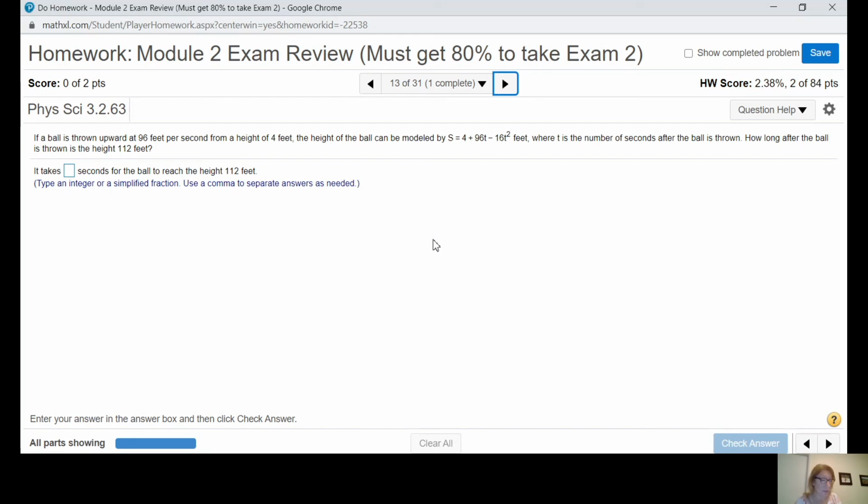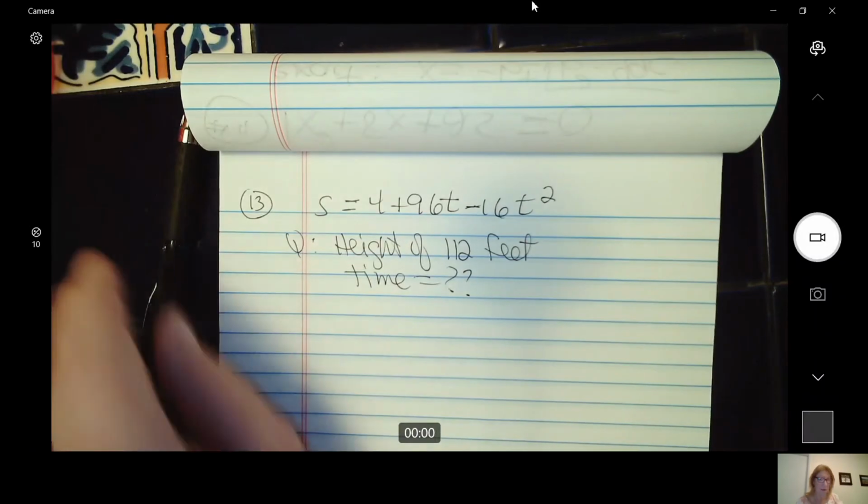All right, so the question is, when you have a height of 112 feet, then what is the time, right? It says how long after the thing was thrown. So let me get off this, and then we'll go over to the paper just to show you what I'm setting up, and then I'm going to switch over to the computer, the calculator, sorry.